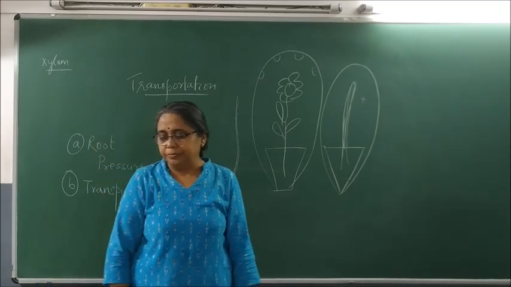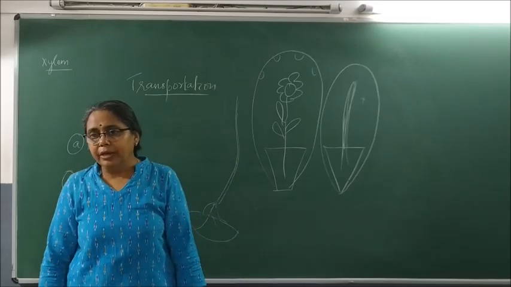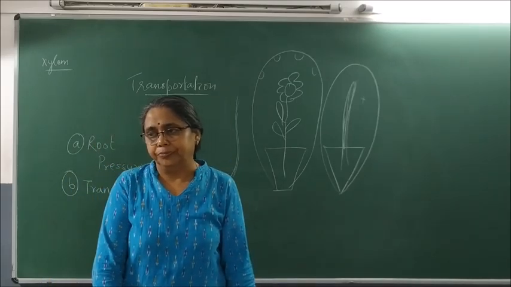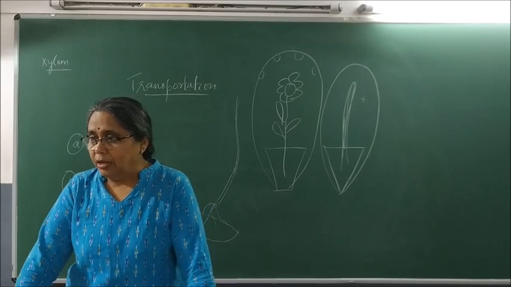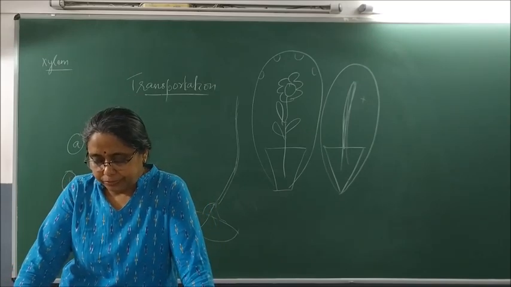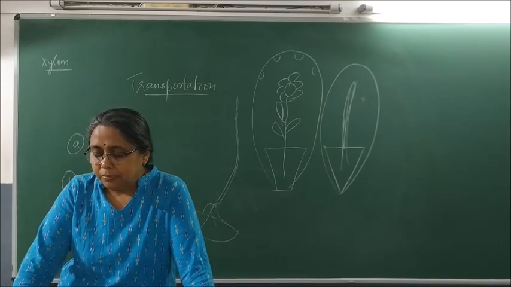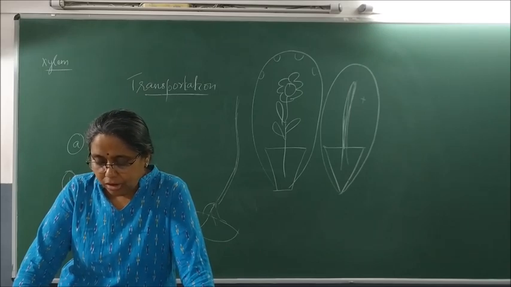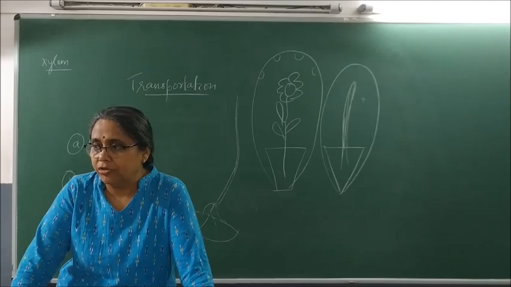First question. Define transpiration. Underline please. The loss of water in the form of vapor from the aerial part of the plant is known as transpiration.